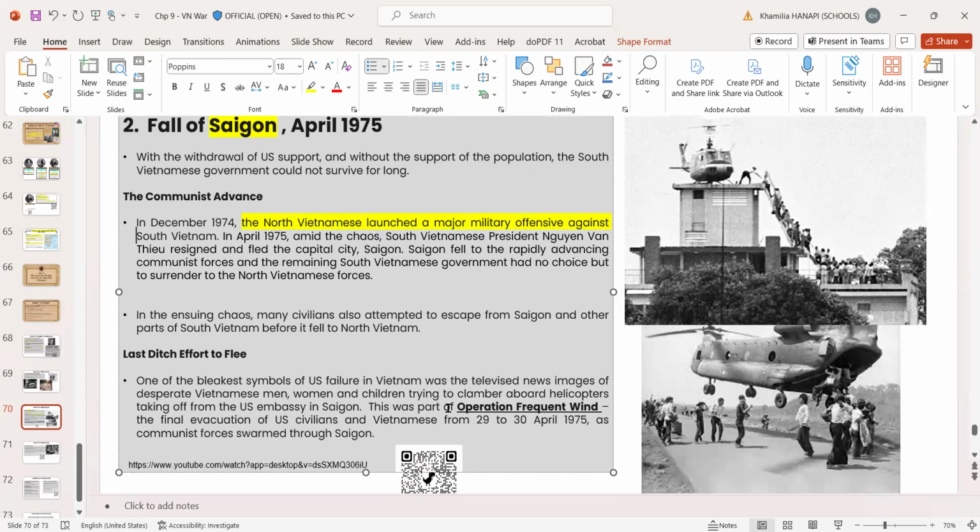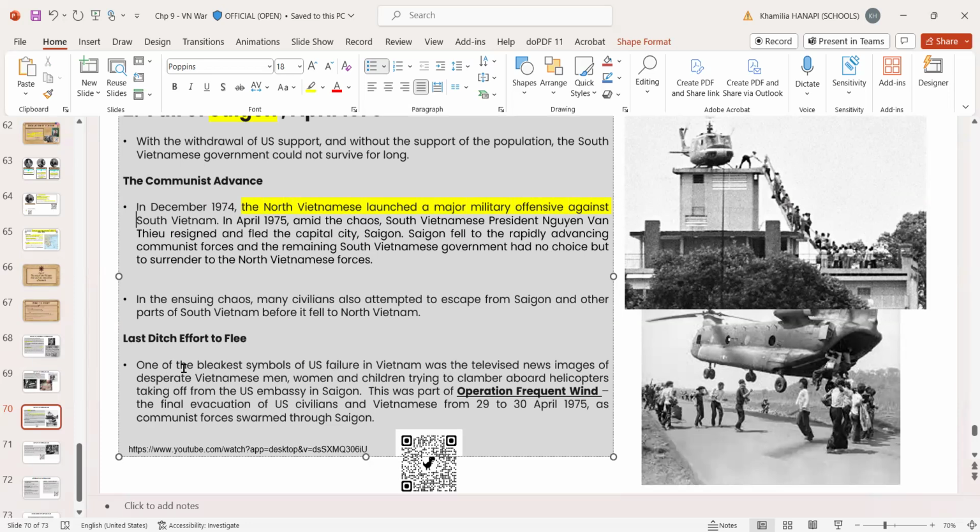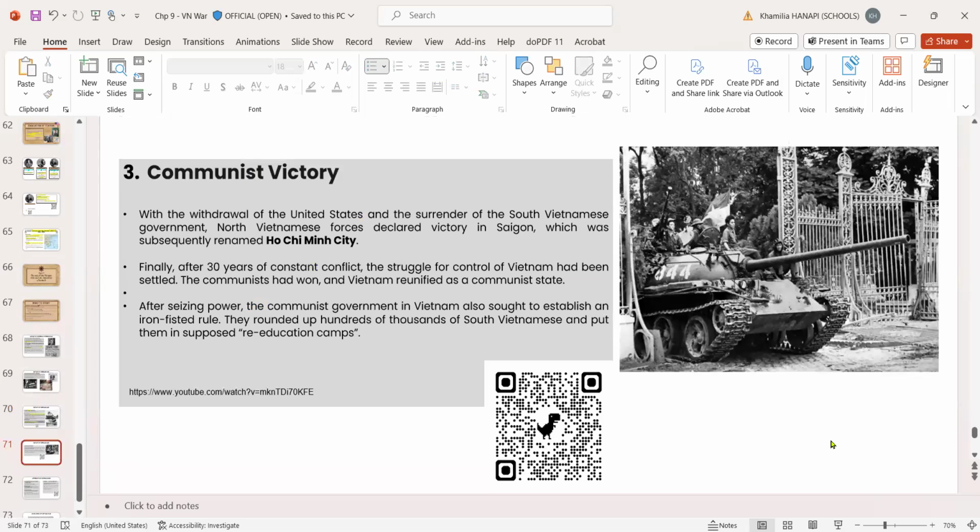In one of the bleakest failures in Vietnam, there were a lot of news articles showing that many of these people were trying to run away because they didn't want to be part of communists. They ran away because they feared that the communists would do something. You can see this particular picture. All these were Vietnamese trying to run away using very small helicopters, and this was called Operation Frequent Wind, the final evacuation of US civilians as well as Vietnamese civilians. It failed, however.